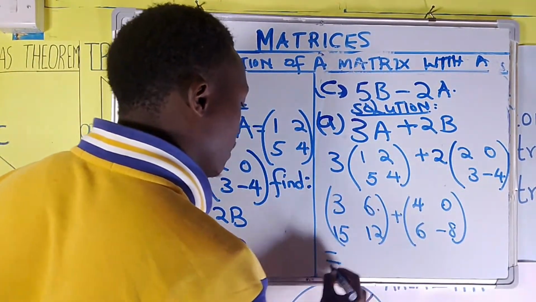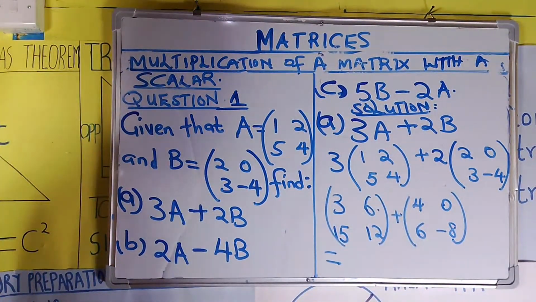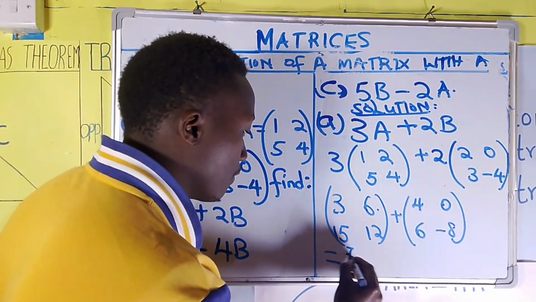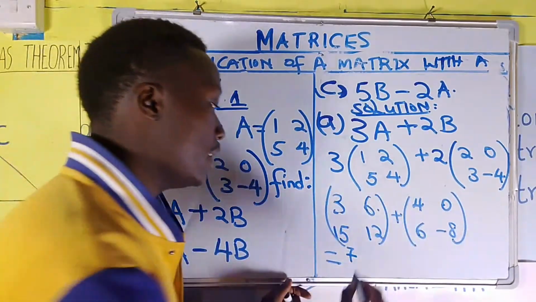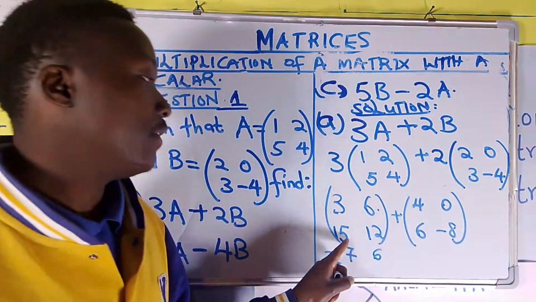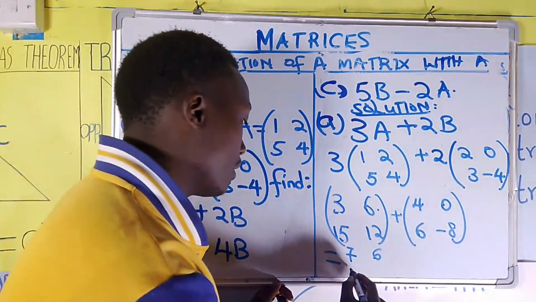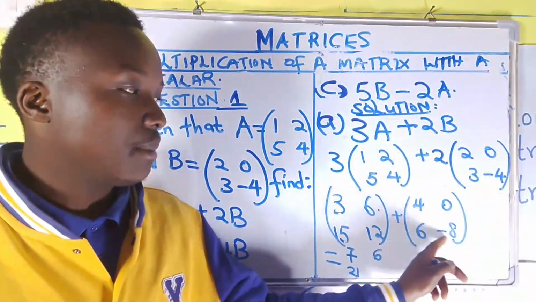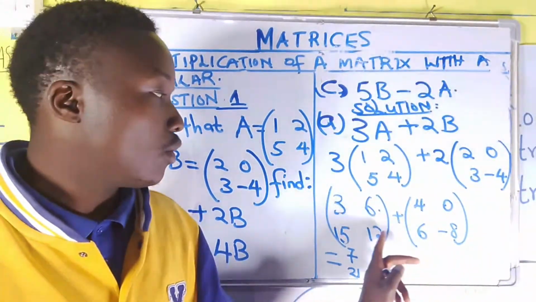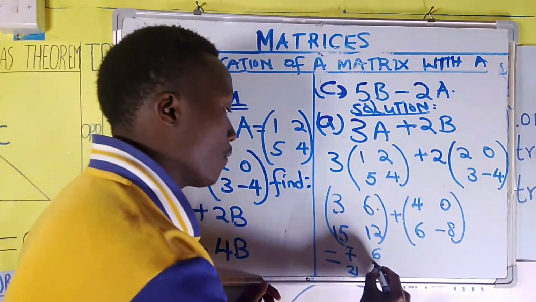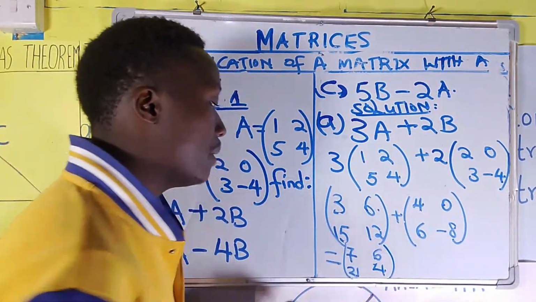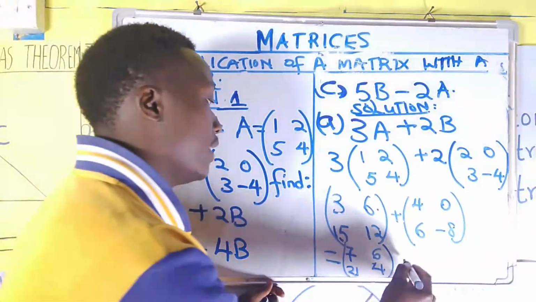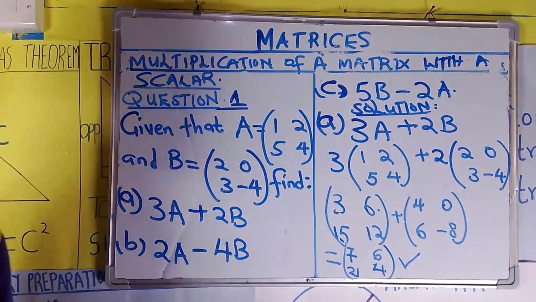Once we do that, then we are going to add. So 3 plus 4 is 7. 6 plus 0 is 6. 15 plus 6 is 21. 12 plus minus 8: plus and minus becomes minus, so 12 plus minus 8 is equal to 4. So our answer will be 7, 6, 21, 4. Have you understood?